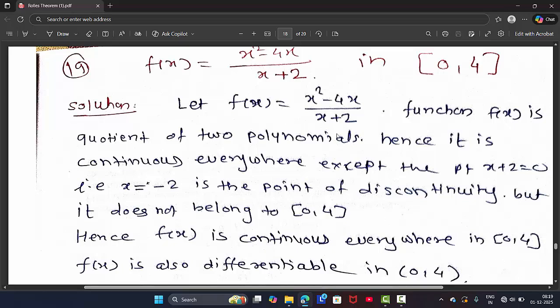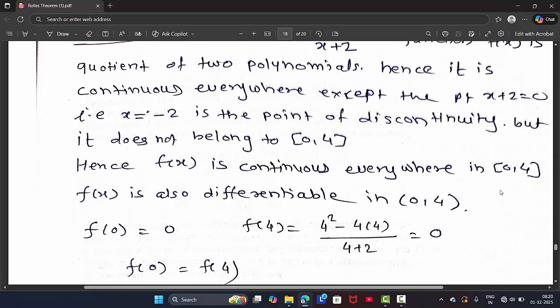f(x) is (x square plus 4x) divided by (x plus 2). f(x) is a function, a quotient of two polynomials. Hence it is continuous everywhere except at the point where the denominator x plus 2 is 0, that is x equal to minus 2. It is the point of discontinuity, but it does not belong to the interval [0, 4]. Hence f(x) is continuous everywhere in [0, 4].